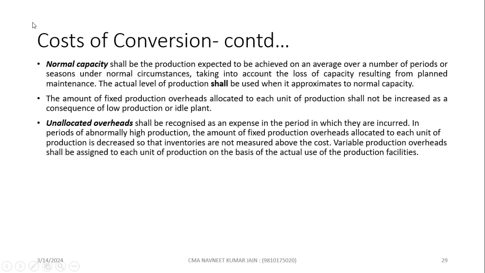This is again a repetition, except for the third point. Unallocated overheads shall be recognized as an expense in the period in which they are incurred. In periods of abnormally high production, the amount of fixed production overheads allocated to each unit of production is decreased so that the inventories are not measured above the cost. So it is talking about unallocated cost or abnormally high production cases, where production is more than the normal production performance of the company. The amount of fixed production overheads allocated is decreased accordingly so that inventories are not measured above the cost. This is in contradiction with what we are presently doing as per our cost accounting standards, so we have to keep this differentiation in mind while valuing inventories under ICDS.